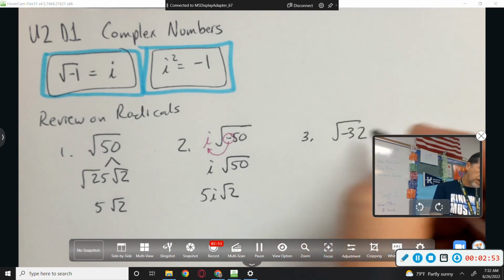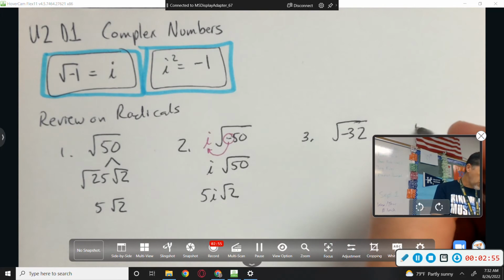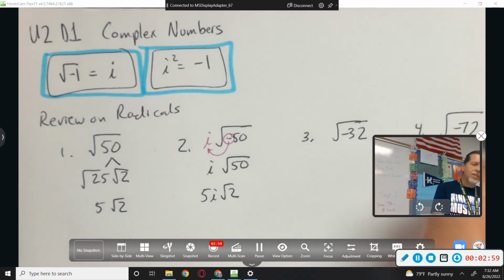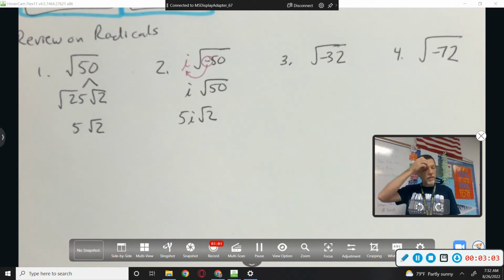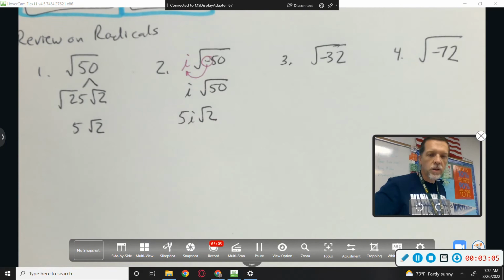Square root of -32 and square root of -72. Why don't you try those two? Then we'll compare and then we'll keep rolling.